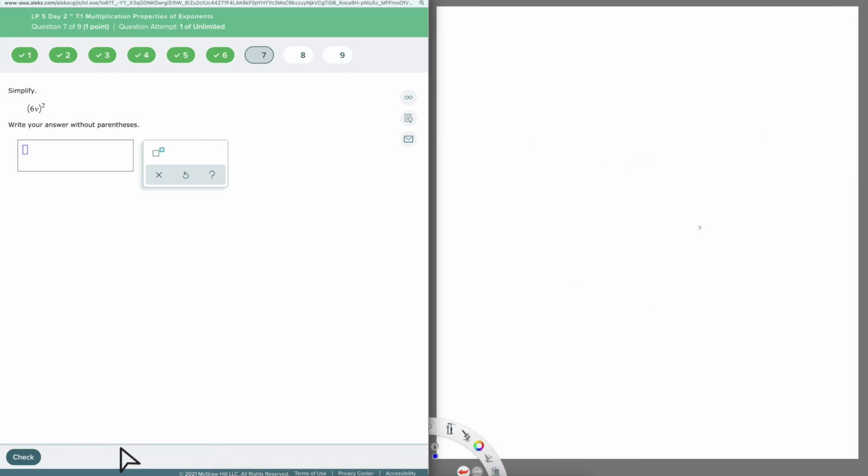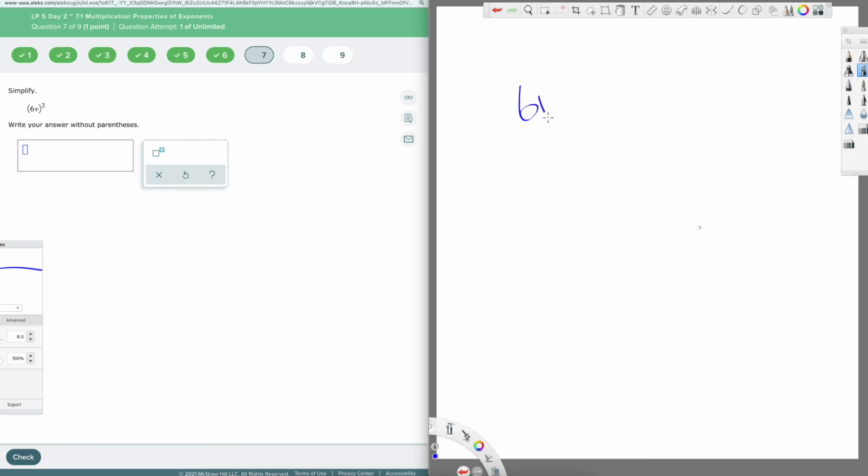All right, so now I have 6v squared. Remember, it means this whole thing is squared. It means I have 6v times 6v. That's what this means. This is the base, the whole thing. So when I see it like this, yes, I can expand it out and show myself that it's 6v times 6v, and then I can go 6 times 6 is 36. And then v times v, remember this is 1 and 1, so I'd have v squared.